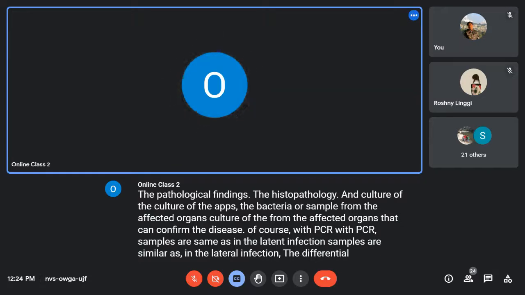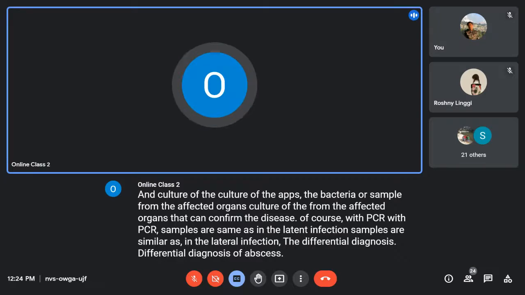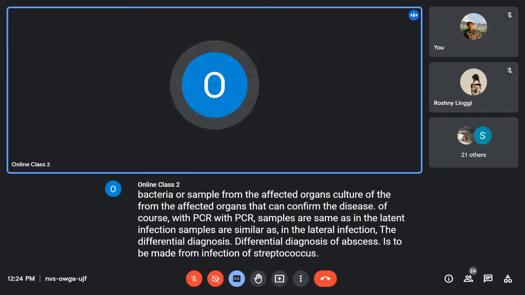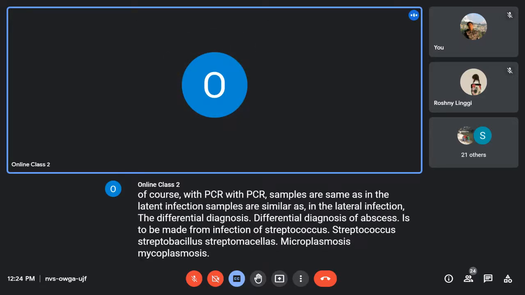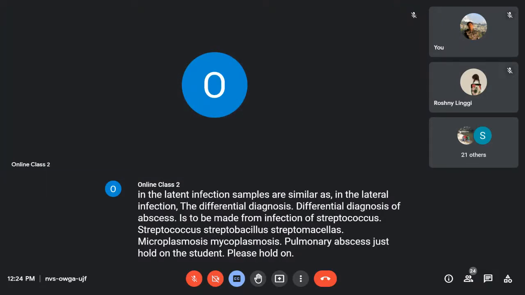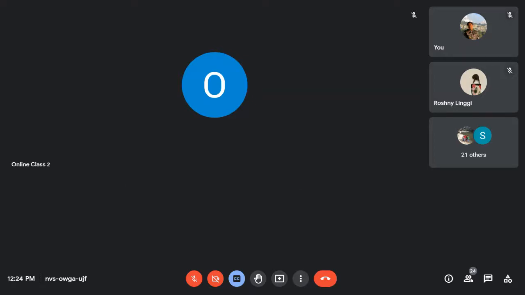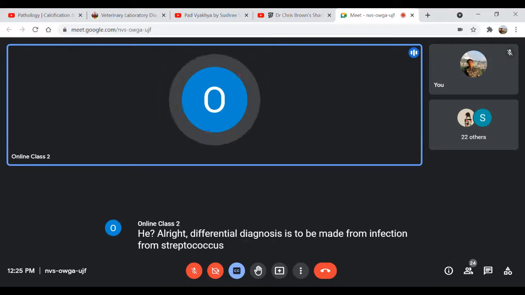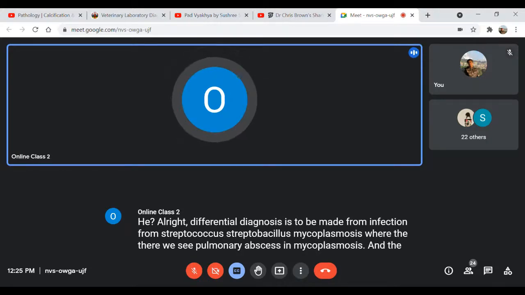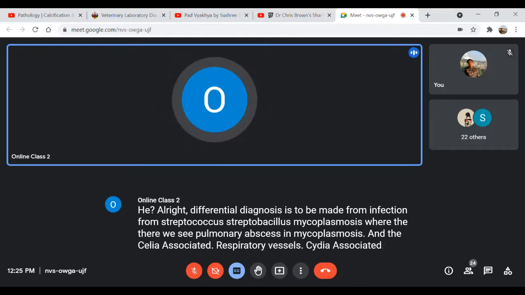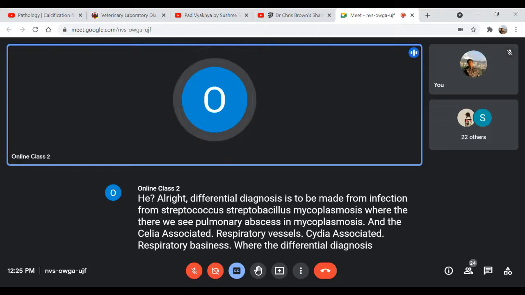The differential diagnosis of abscess is to be made from infection of streptococcus, streptobacillus, mycoplasmosis, where we see pulmonary abscess in mycoplasmosis, and the cilia-associated respiratory bacillus, where the differential diagnosis is made for the abscess formation.